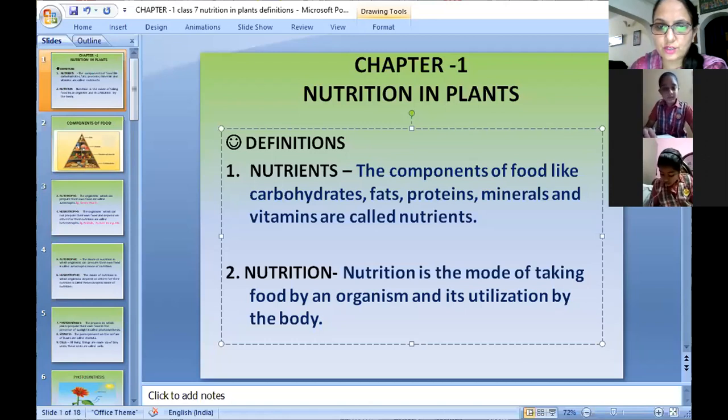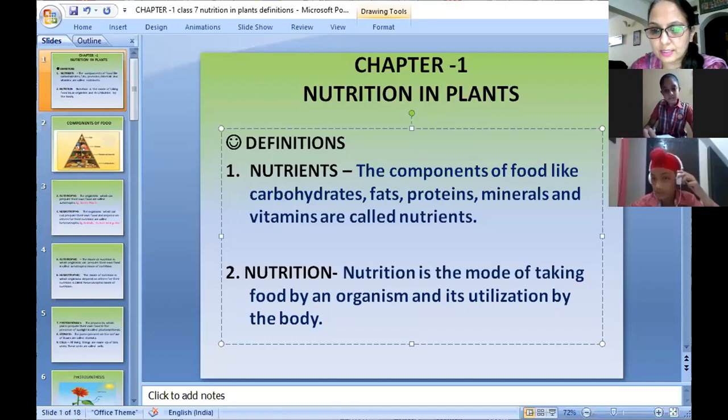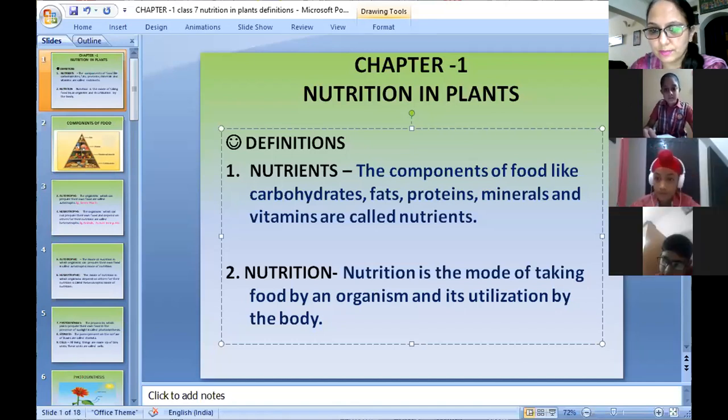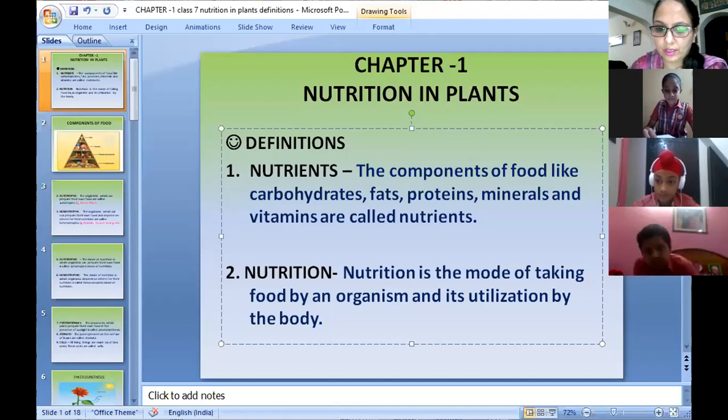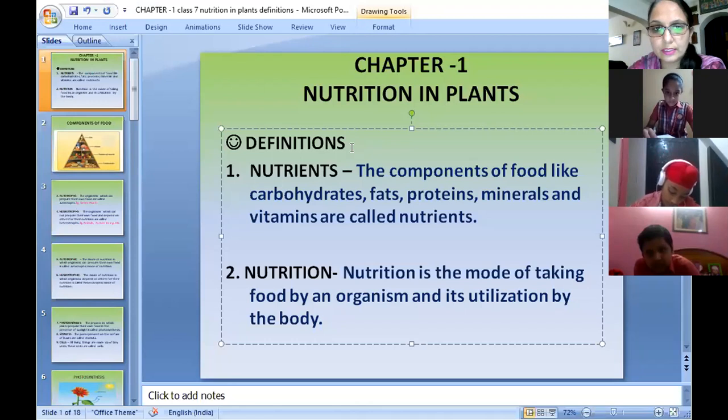Okay. Yesterday I taught you lesson 1 of science. Today we are going to do some definitions regarding that. Okay? Now let us see that presentation one by one. You can note down the chapter 1 and give the heading of the lesson, nutrition in plants. Note down that in your notebooks, please. Use a black pen to do that.